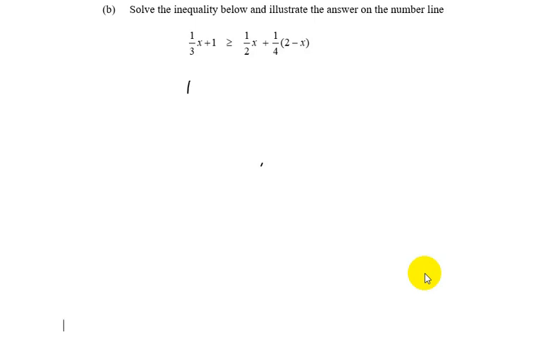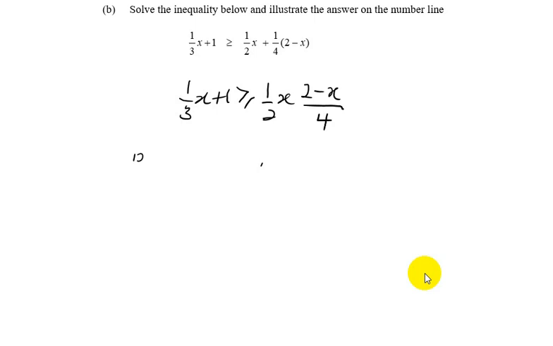So we are going to get 1 over 3x plus 1 greater than or equal to 1 over 2x. Then this one can be written as 2 minus x all on 4. This is what I was talking about. Now after this, we'll find the LCM and multiply each term by that LCM. So the LCM for 3, 2, and 4 is 12.